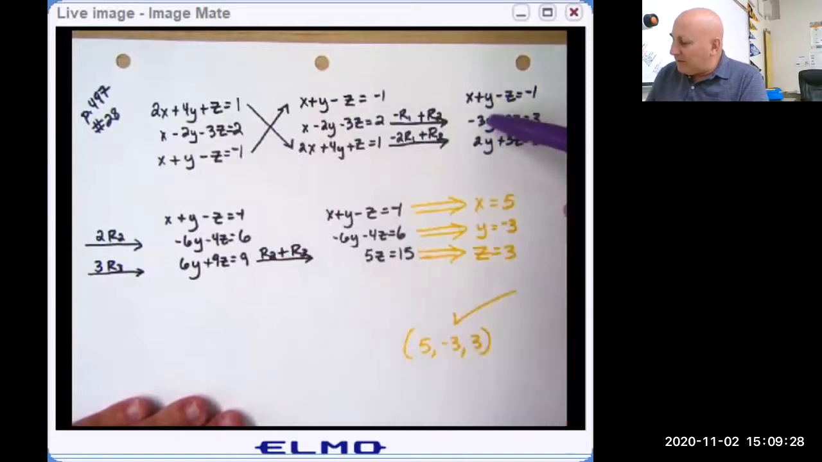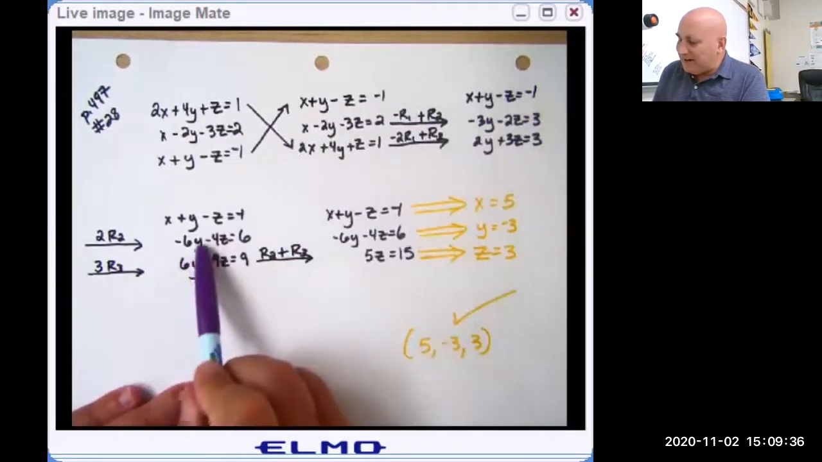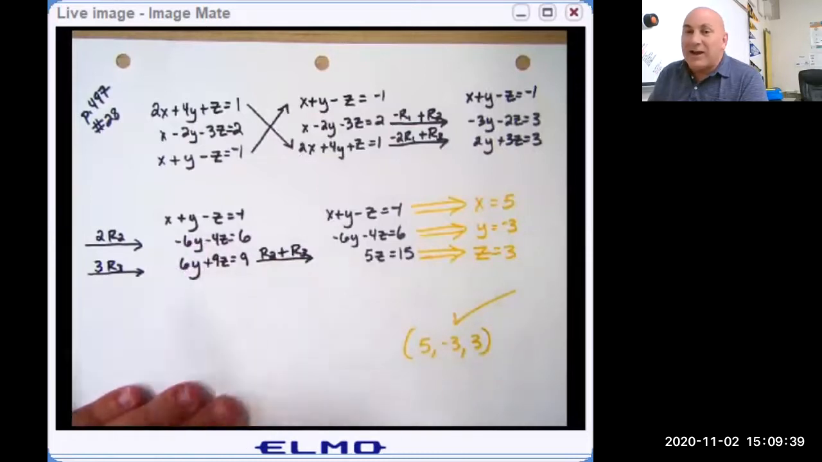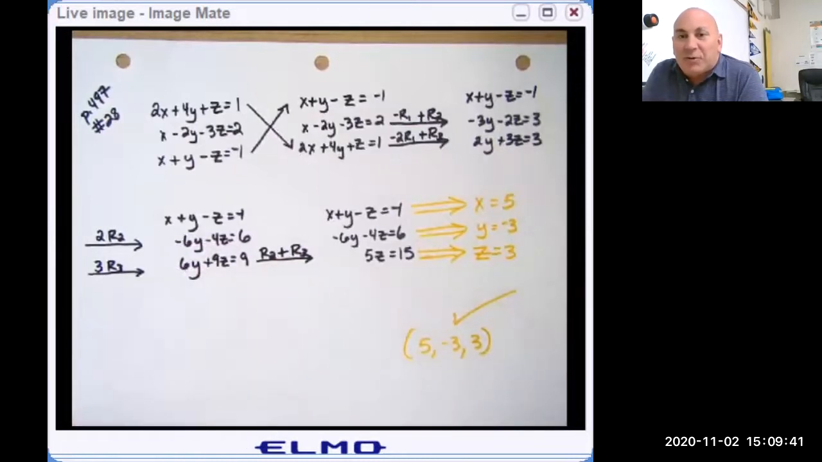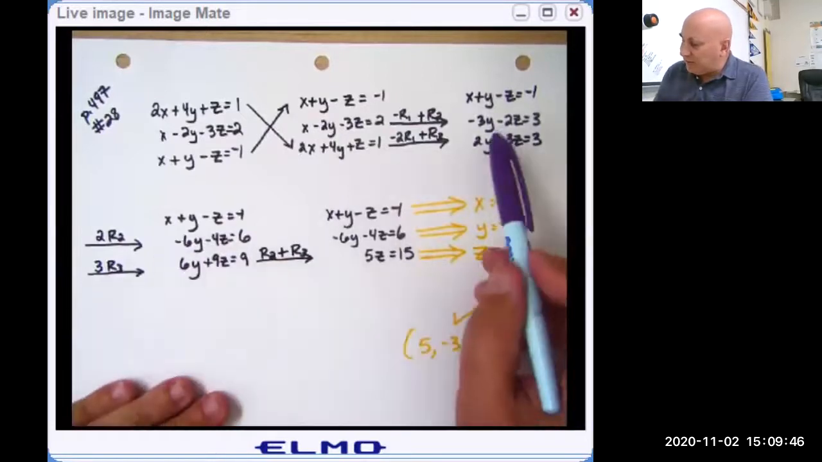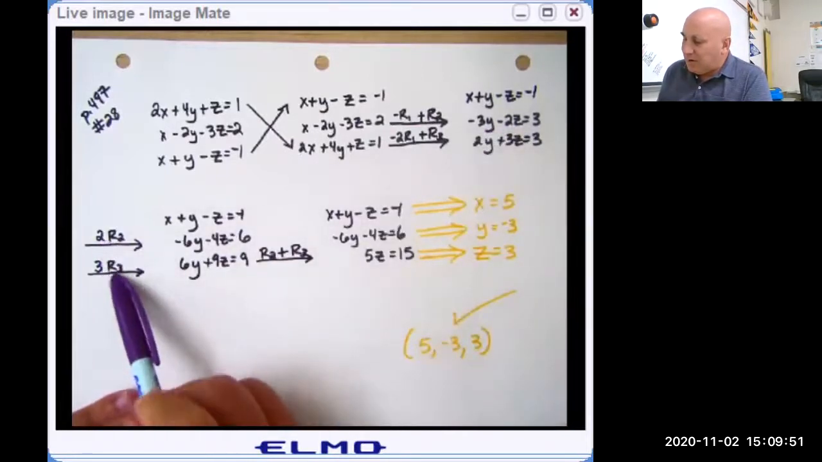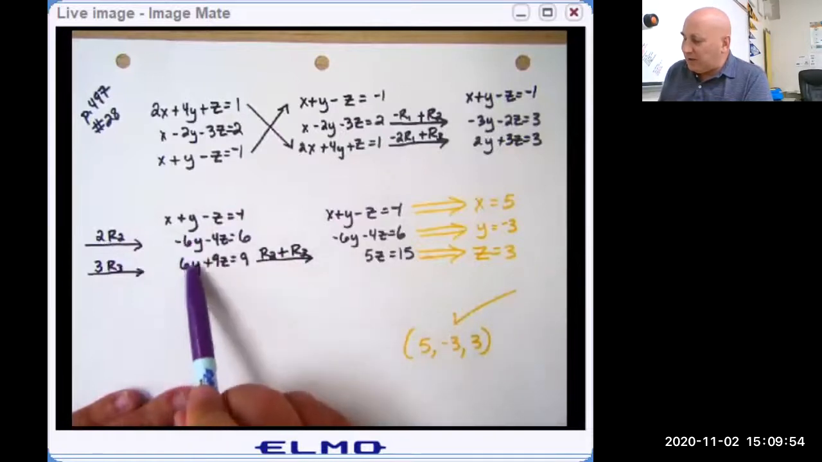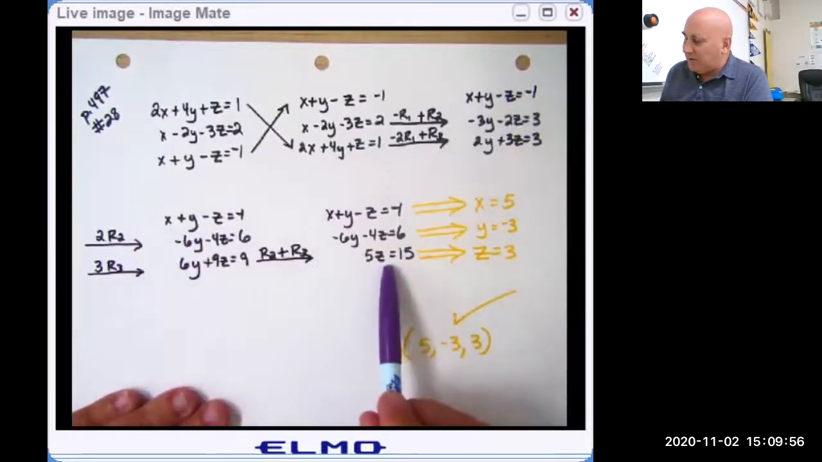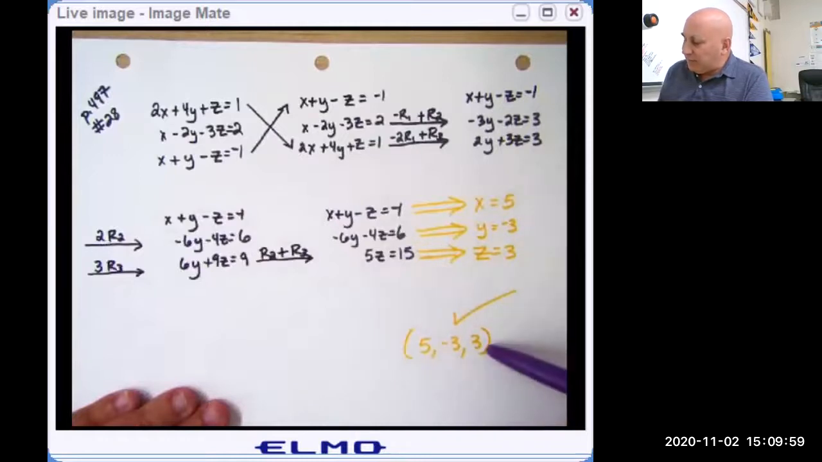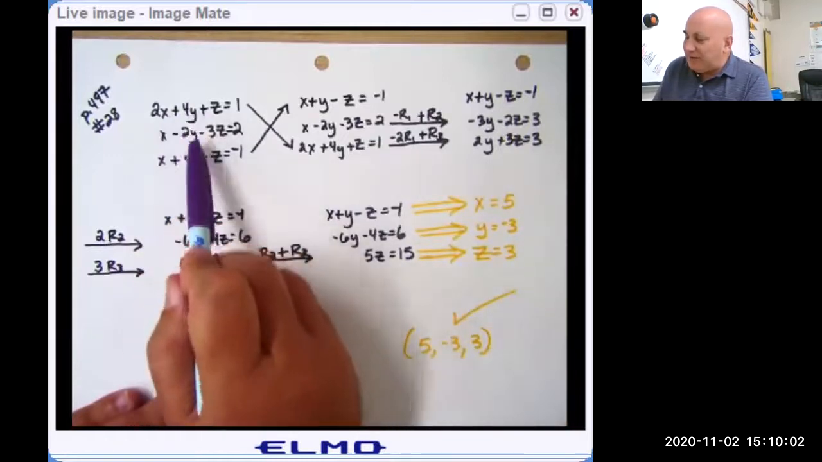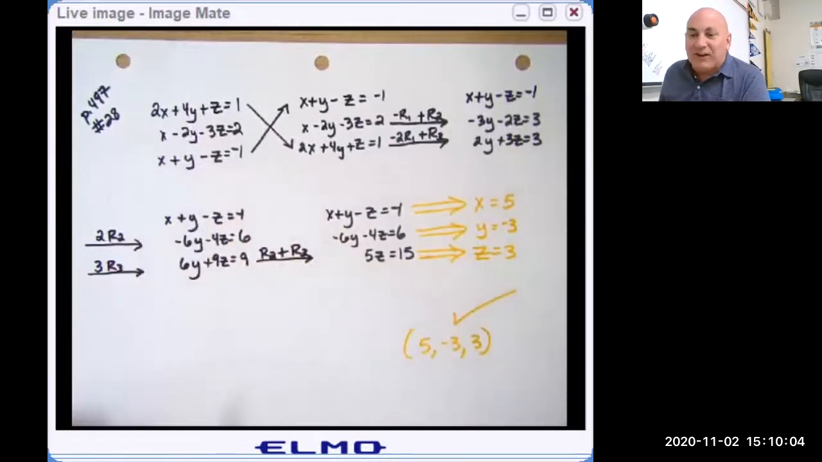Now I've got a negative 3 here and a 2 here. I'm just going to multiply this row by 2 and this row by 3. That way I get a negative 6y and a 6y. Remember, one of my rules says you can multiply a row by a non-zero constant. I multiplied this row by 2 and this row by 3. Now I could just add rows 2 and 3 together and replace row 3 with the sum. Please substitute these 3 numbers into all 3 of these equations to make sure that they check.